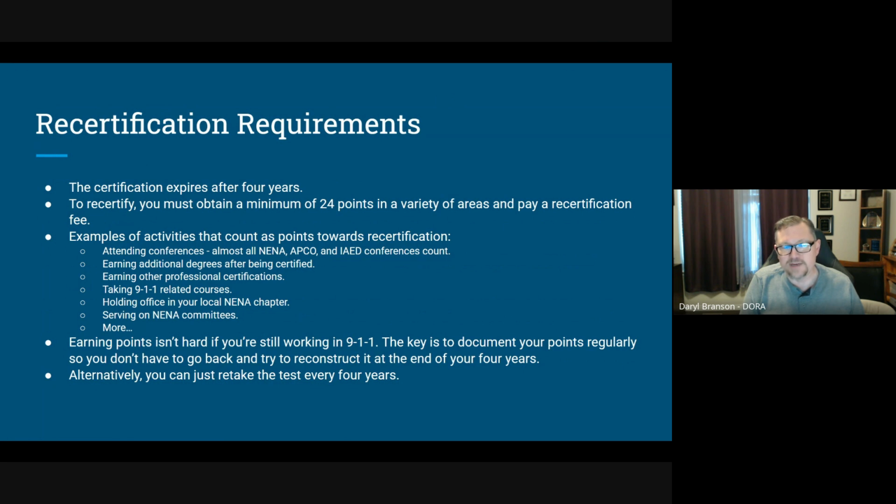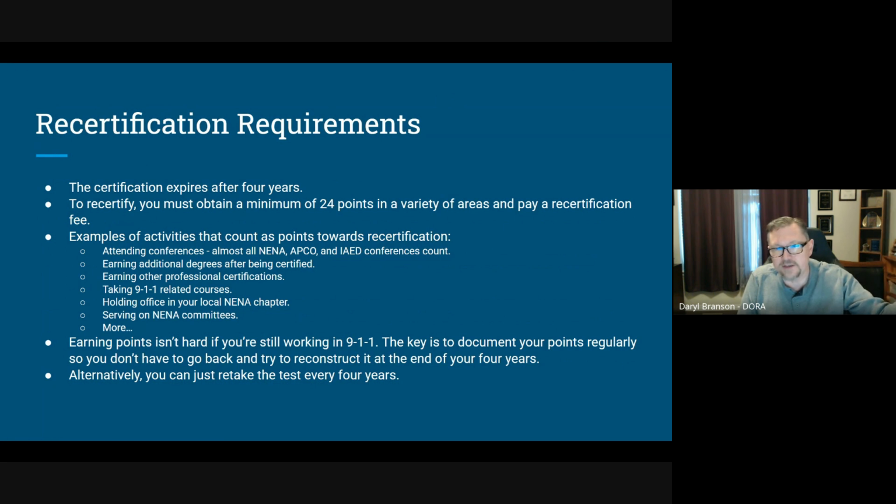And again, it's every 4 years, so you only have to earn an average of 6 points a year to get your 24 points. It's really not that difficult. But the key is to document your points regularly. So at least once a month, I go back over my calendar. What did I do this month? Did I attend any NINA courses? Did I attend any non-NINA courses? Because even those count for points. And I keep a journal basically of all of the things that I do that count towards points, so that when my recertification is due, all I have to do is fill out the form with all the information that I already have and send it in with my money. And it makes it a lot easier.